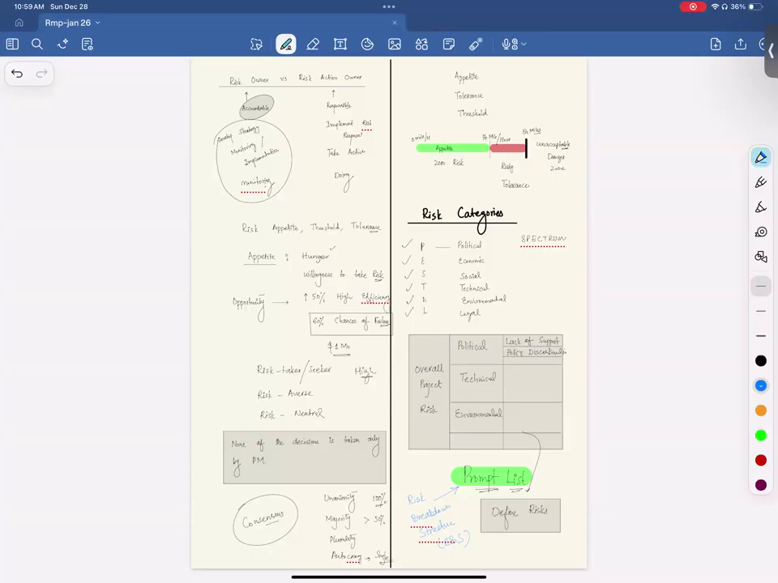We're not identifying risk at this stage. We're just preparing. We're just kickstarting. Before you kickstart, all the mechanism or framework that you develop is called risk strategizing or risk planning. We'll be talking about that.